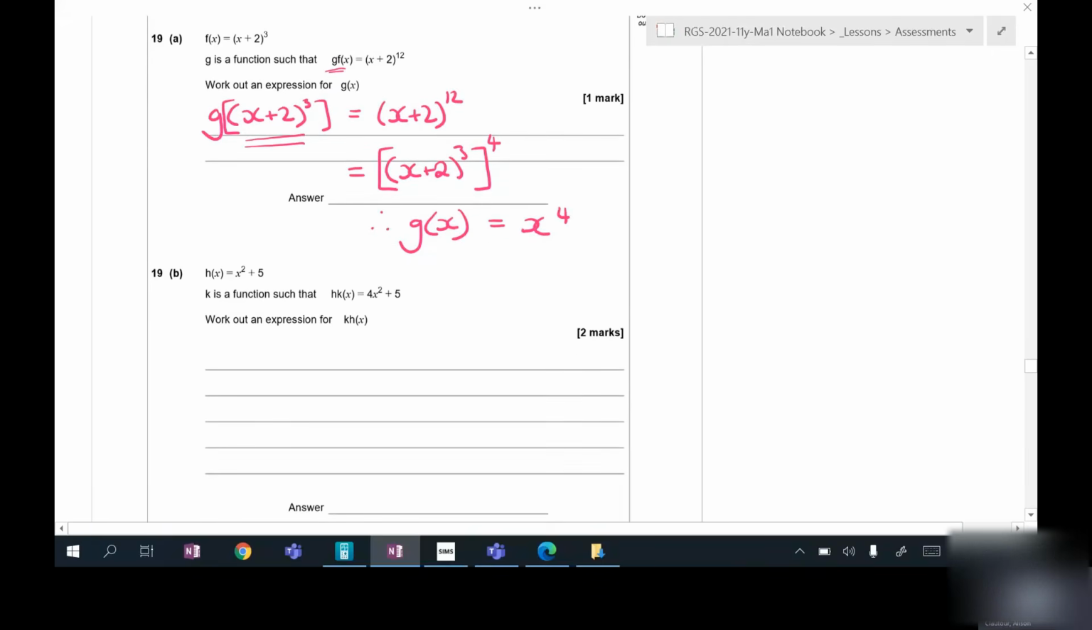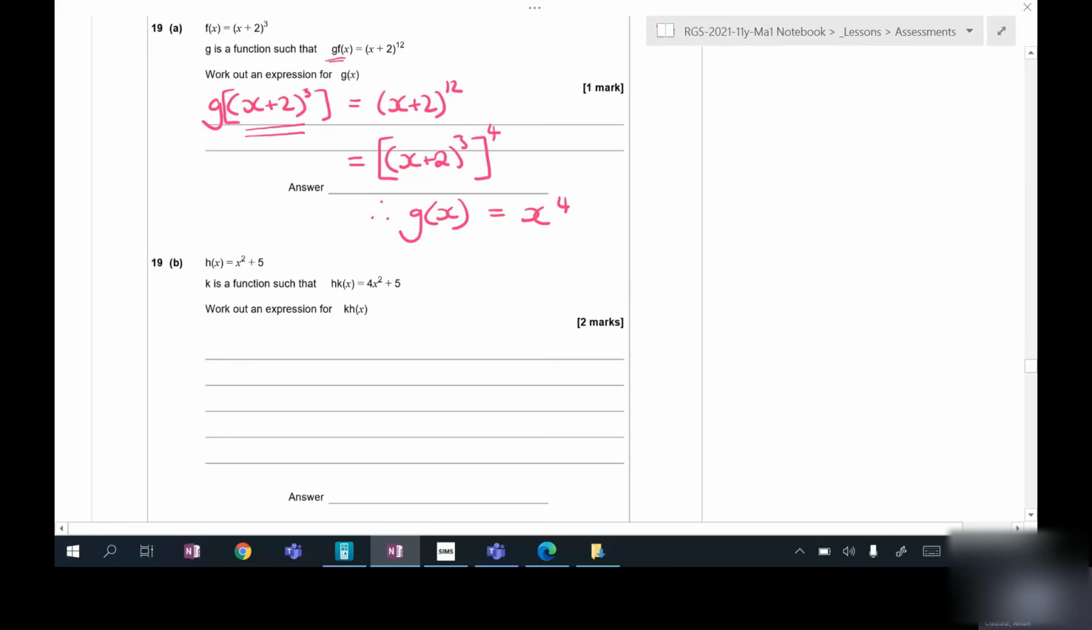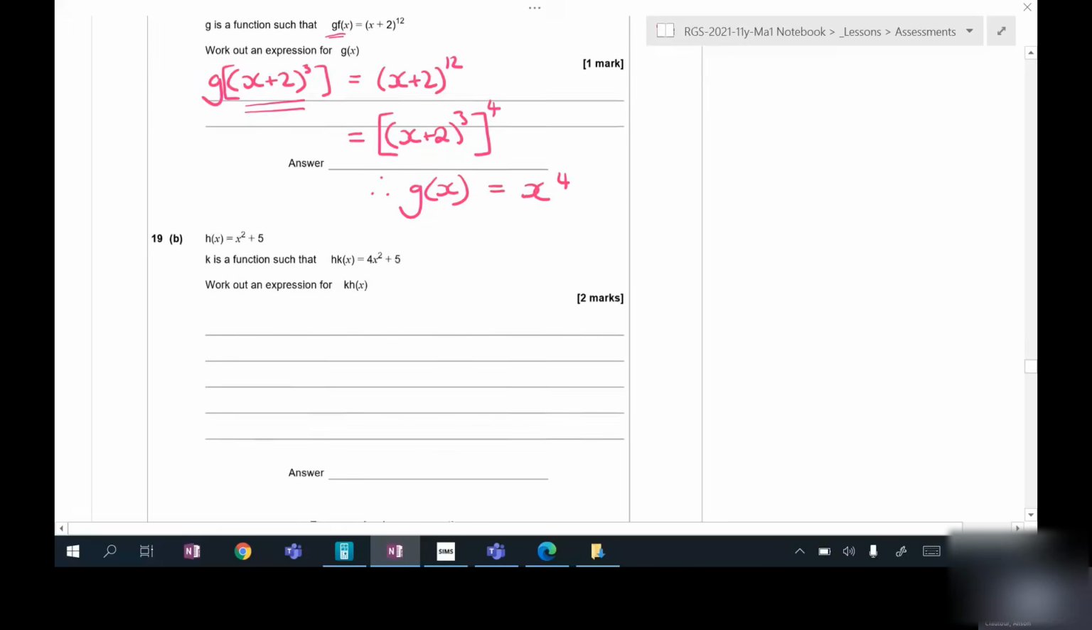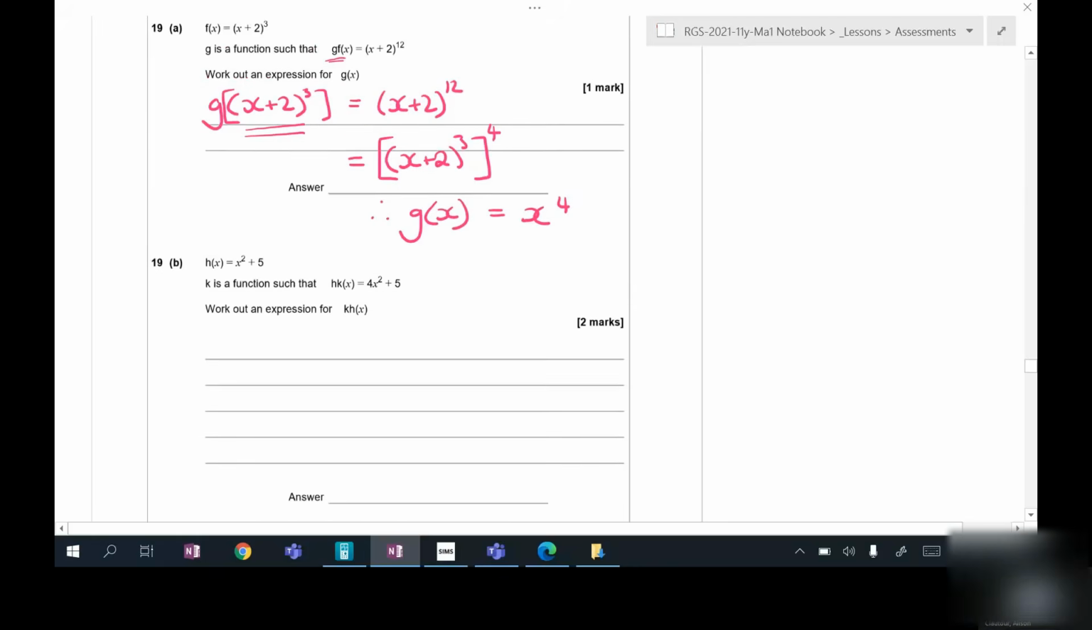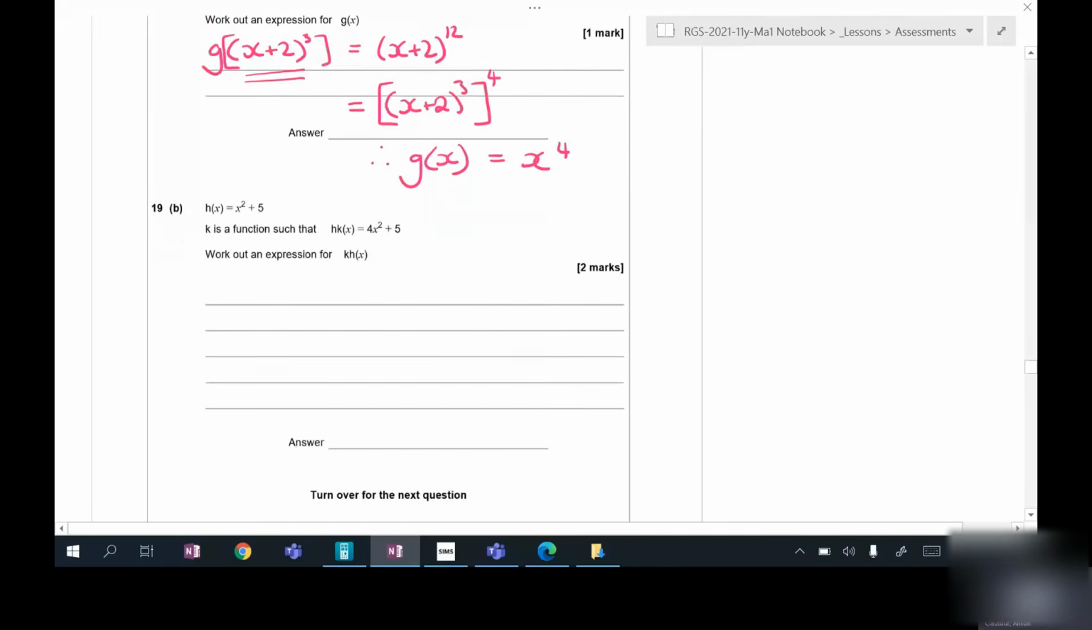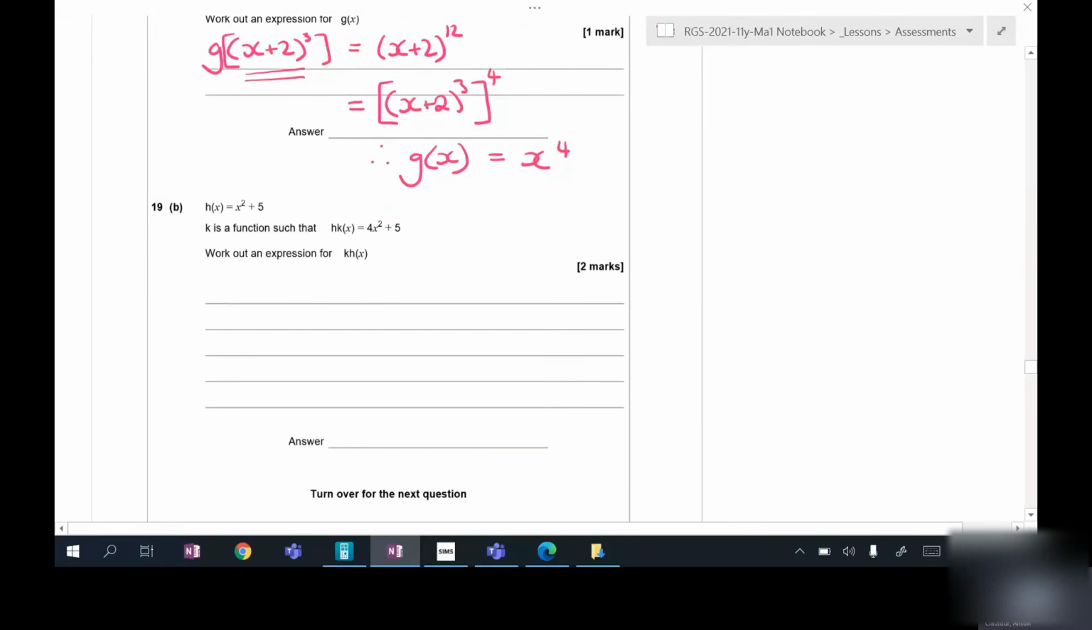For part B, h and k are just 2 new functions. So again, it gives you the composite function, and you need to work out what the opposite composite function is. Very similar to part A, we have to work out what's happened. So h of k of x is 4x squared plus 5.